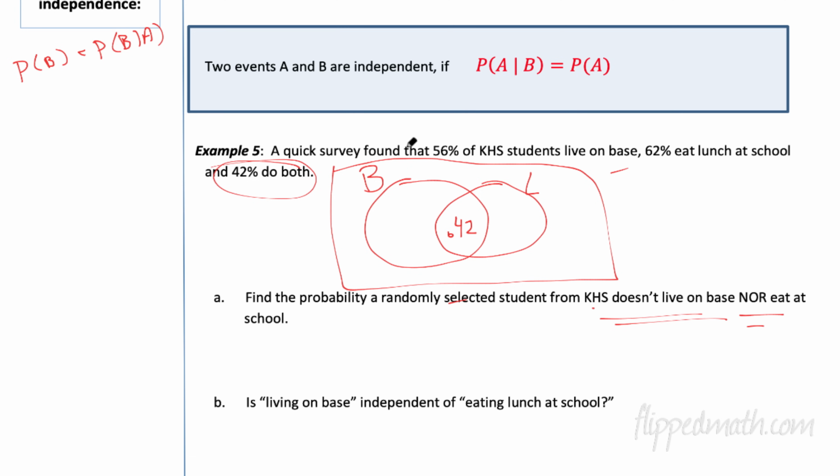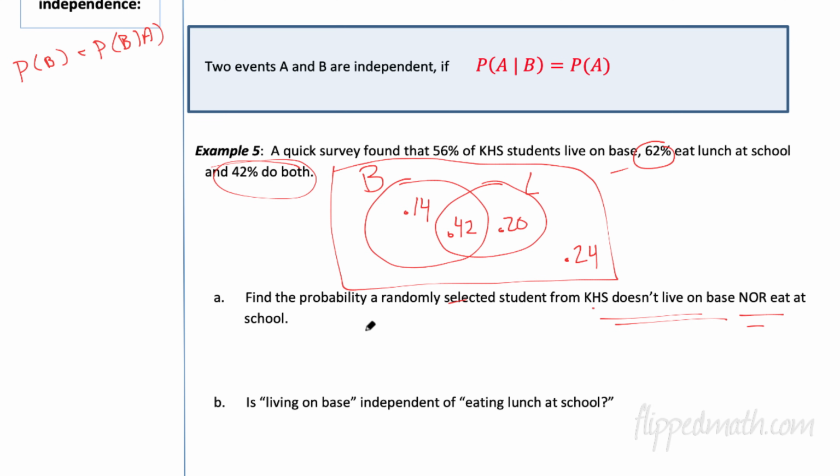Now, quick survey: 56% live on base. So 42% do both, which leaves 14% for this side, because these two have to add up to that 56. On the other side, 62% eat lunch at school, so this must be 0.20. Now when I add all these together, what do I get? 56 and 20 is 76. So this must be 24 out here.